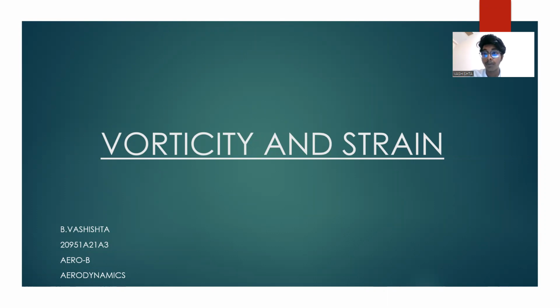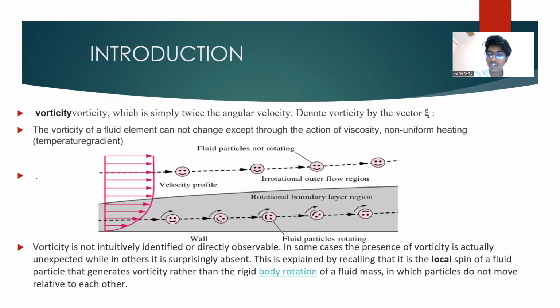Today I am going to explain the topic of vorticity and strain in aerodynamics. So, what is vorticity? Vorticity is twice the angular velocity, and strain is nothing but the strain rate. So, coming to the introduction, vorticity. Vorticity is simply twice the angular velocity.